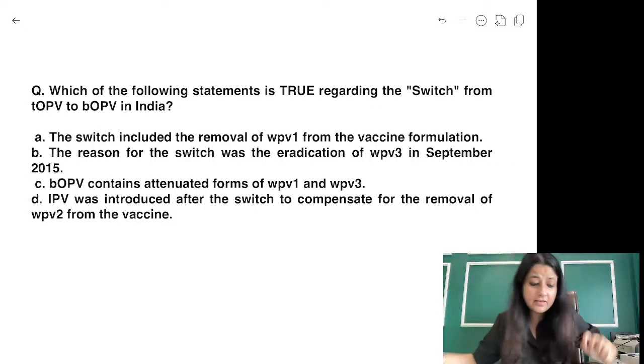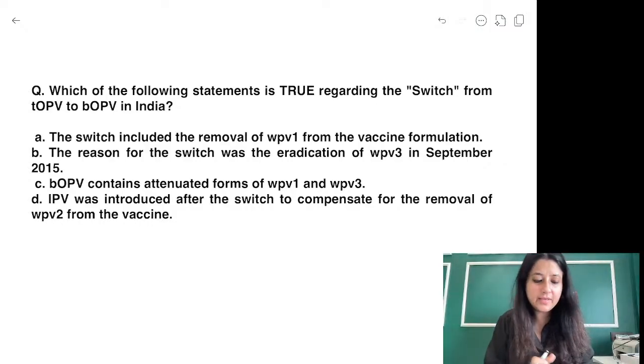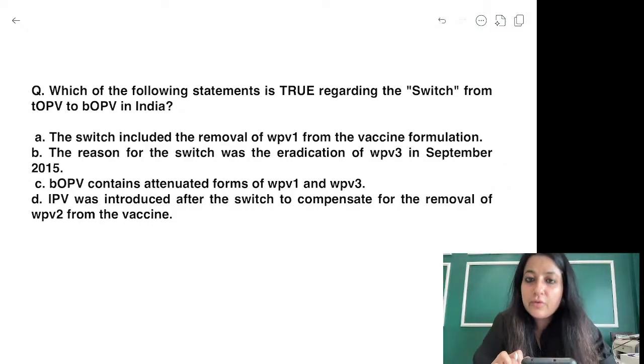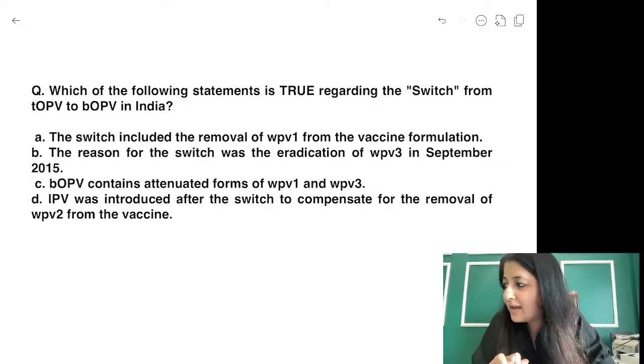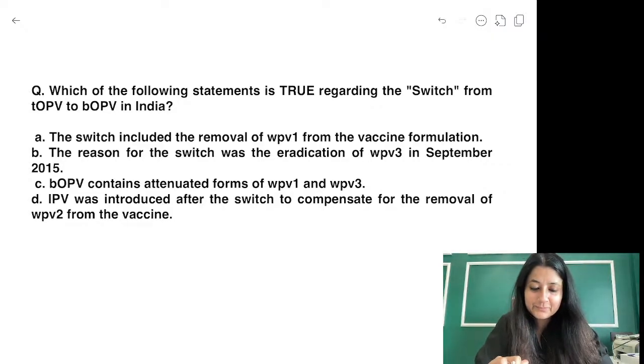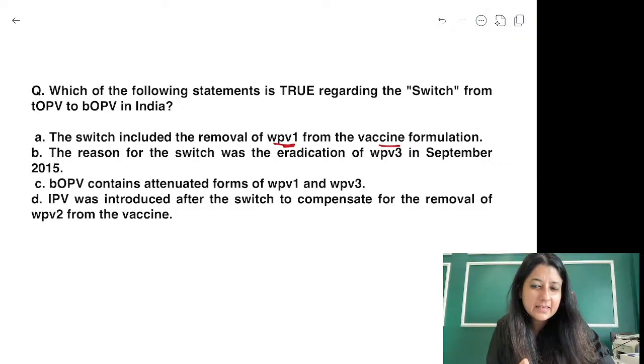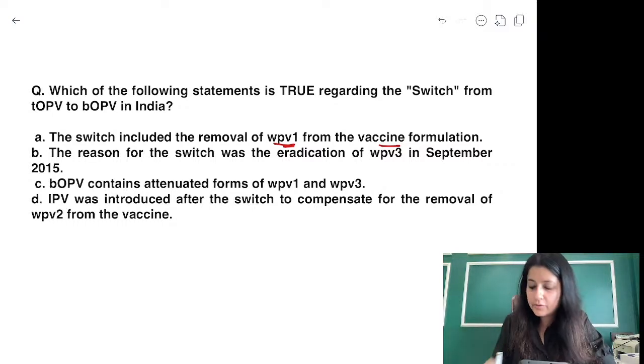क्या लिखा है इसका आंसर? Which of the following is true? Which of the following is true regarding the switch from trivalent to bivalent? ठीक है. सो इसमें क्या है? The switch included the removal of wild poliovirus 1 from the vaccine. Is it true? Which component was removed?